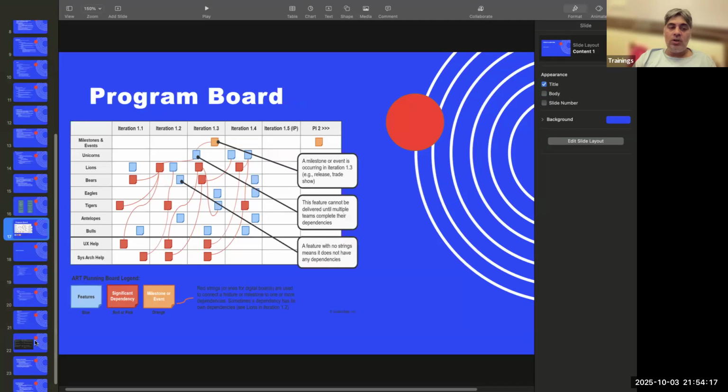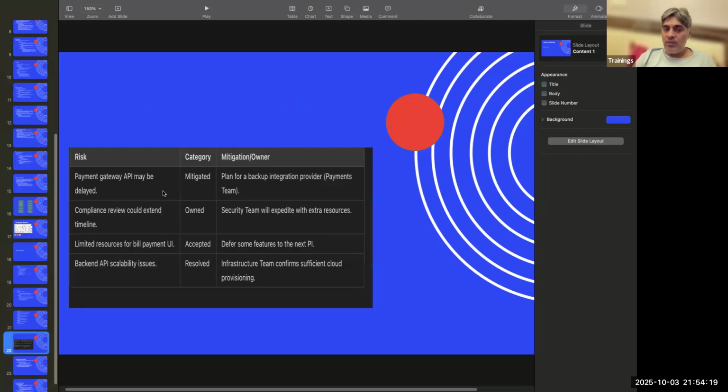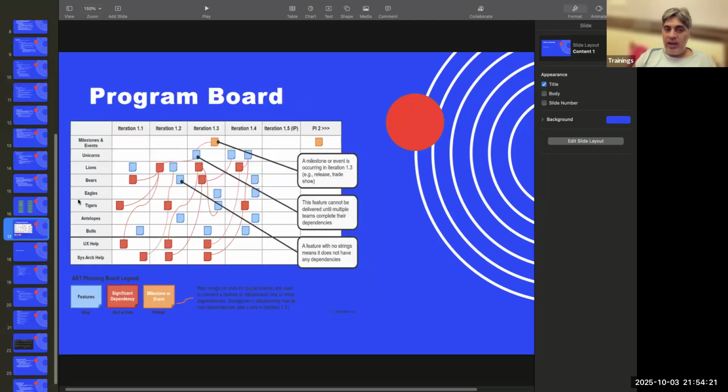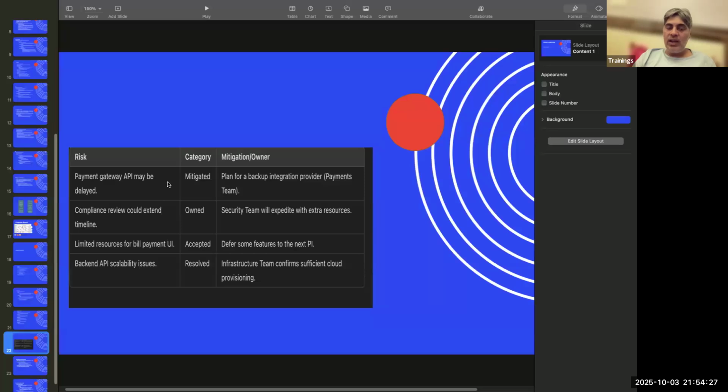Then you will also be part of creation of the risk board. This board will be created by the RTE, but you will give the inputs. Similarly, you will give your risks, whatever risks you are going to encounter, to the RTE, and the RTE will update this board. So risk board, program board, finalization of PI objectives, and then the last thing is confidence vote.